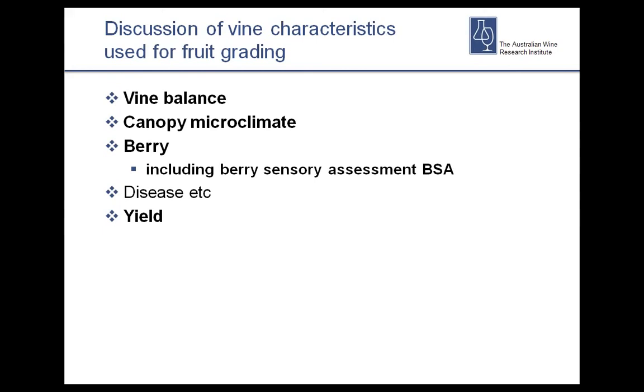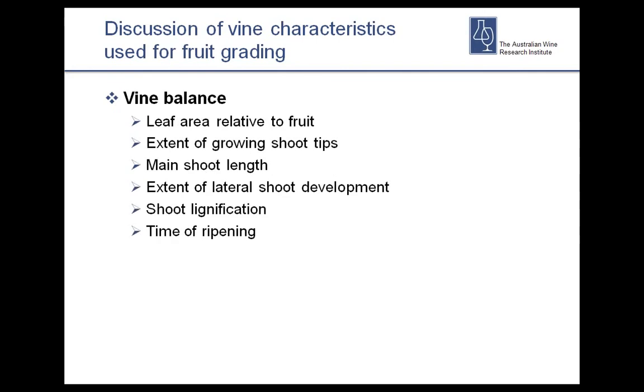So let's turn to vine balance first of all. Within this general category, we will find characteristics such as leaf area relative to fruit, the extent of growing shoot tips, main shoot length, extent of lateral shoot development, shoot lignification, and time of ripening. And I'll talk about most of these in some detail.